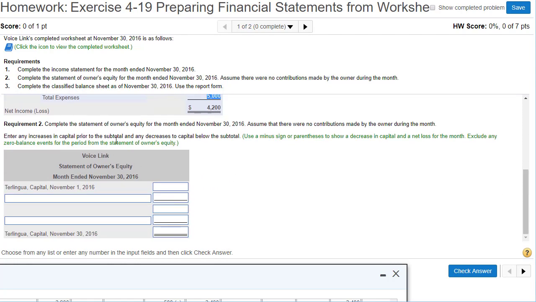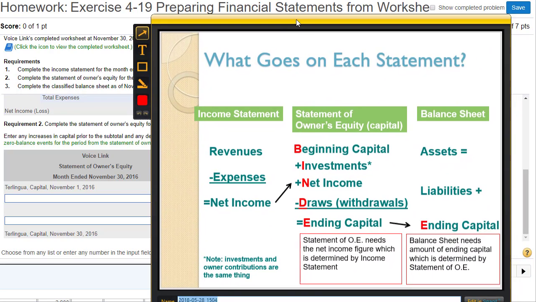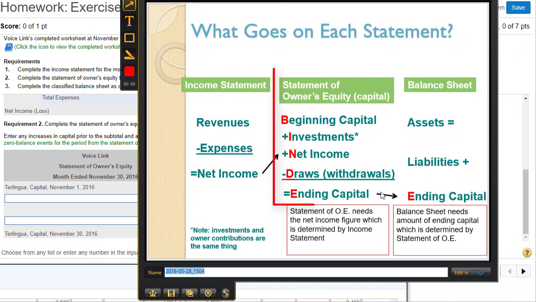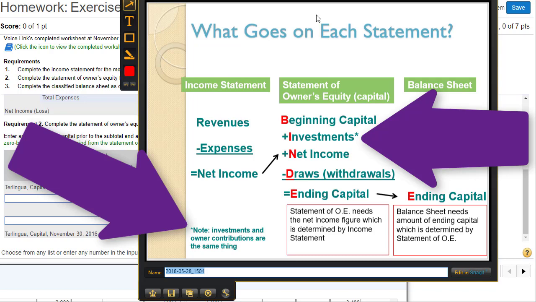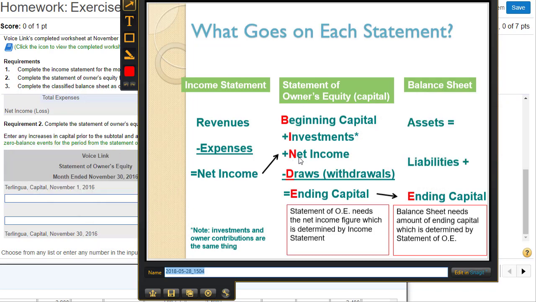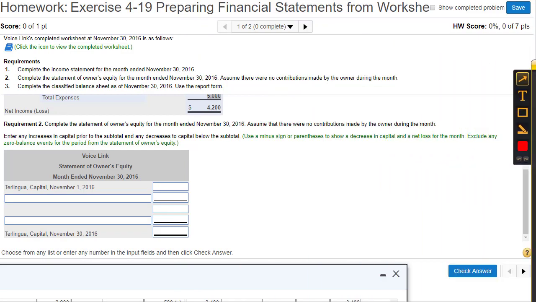Next, we're going to create the statement of owner's equity for the month ended November 30th. Assume that there are no contributions made by the owner during the month. So let's get back to my financial statement formula. So now we're working on the statement of owner's equity. All the statement of owner's equity shows is how capital changed over the period. So we have the beginning capital and the ending capital, and then the 3 things that affect capital. The first thing that affects it is investments, also known as owner contributions. So beginning capital plus investments plus net income minus draws.